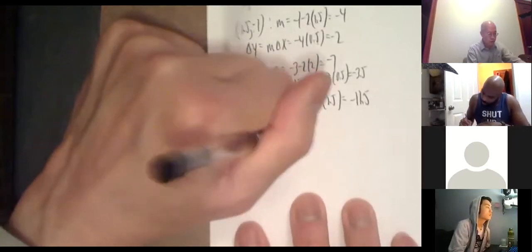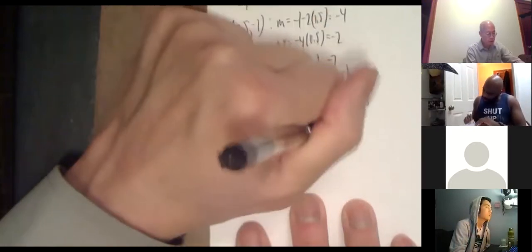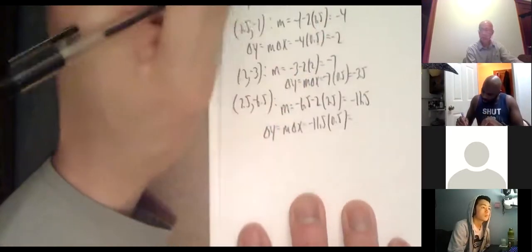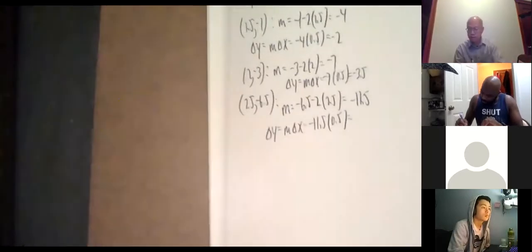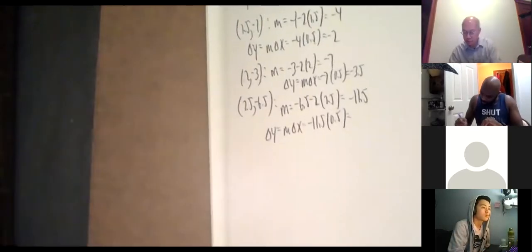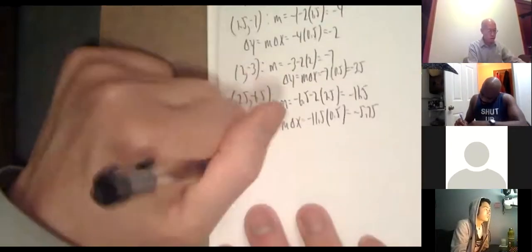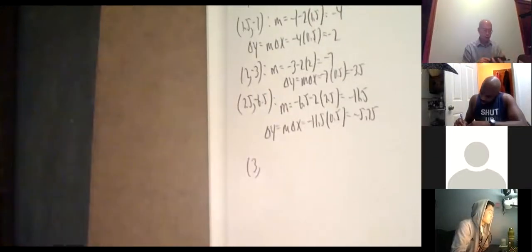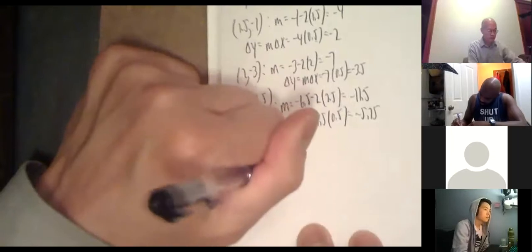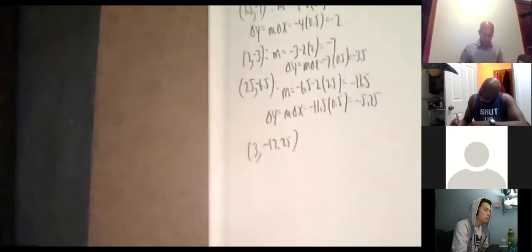Delta y is m delta x, which is -11.5 times 0.5, which is what? -5.75. So now I'm at (3, -12.25). Okay.